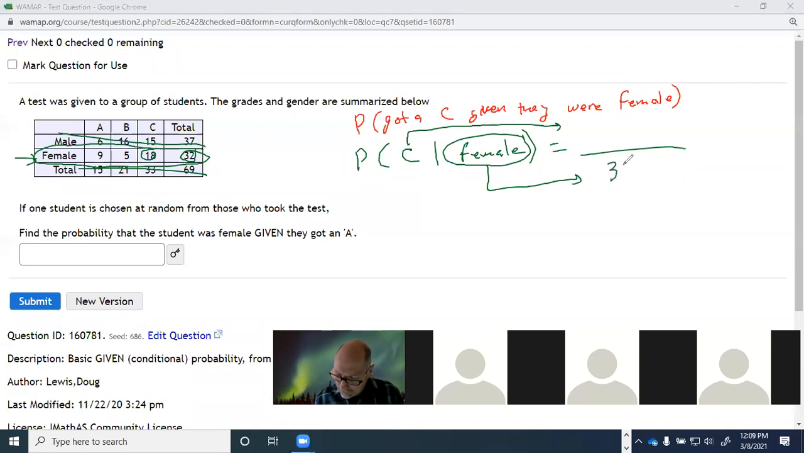Okay, I understand now. All right. And then the number of C's is 18. And of course, that can be reduced, that'll be 9 out of 16 if you reduce it, or you can write it as a decimal.